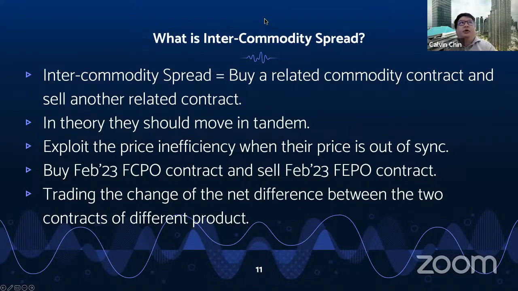But for today's, we have an exchange traded commodity spread, intercommodity spread. That means we can straight away do it by using one transaction. Then the last point is trading the change of the net difference between the two contracts of the different product. So we are trading the net difference. In other words, it is the inefficiency of the two spread.